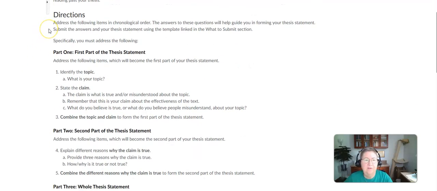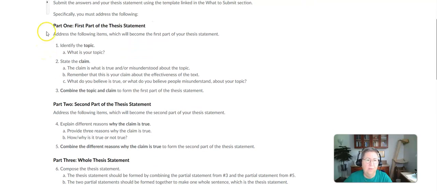I'm going to read this direction because it's very important. Address the following items in chronological order. The answers to these questions will help guide you in forming your thesis statement. Submit the answers and your thesis statement using the template linked in the What to Submit section. So it's important that you do these in order. Part 1, identify the topic and state the claim. Then combine the topic and claim to form the first part of the thesis statement. In just a second, we'll look at the template and you'll see that it is also arranged so that you're doing these in chronological order.